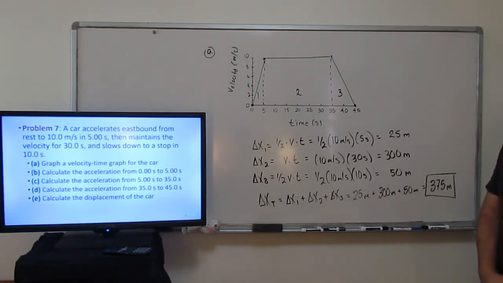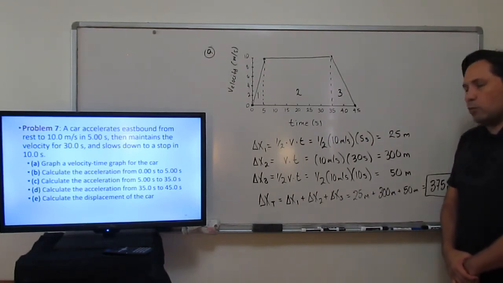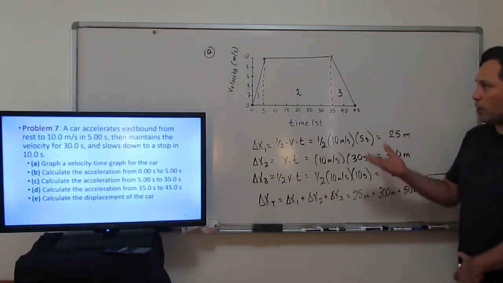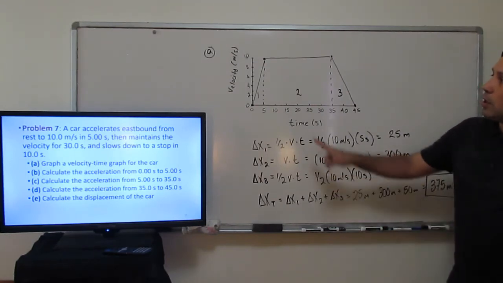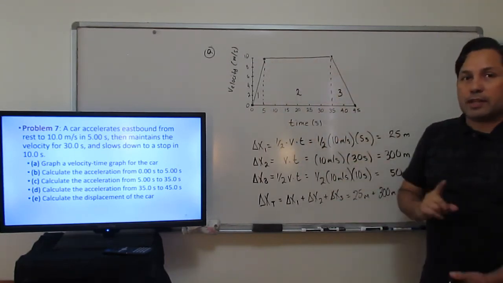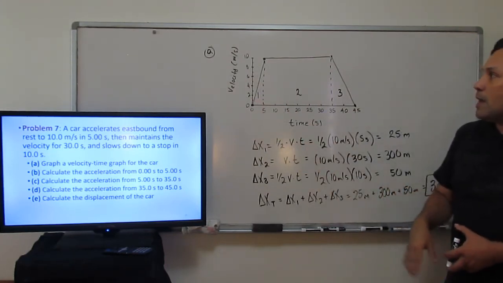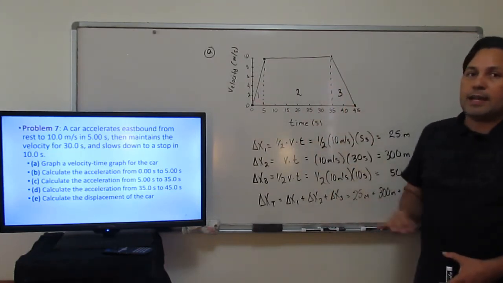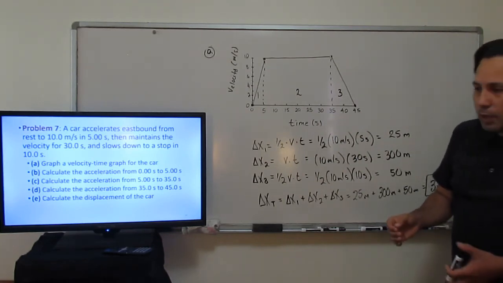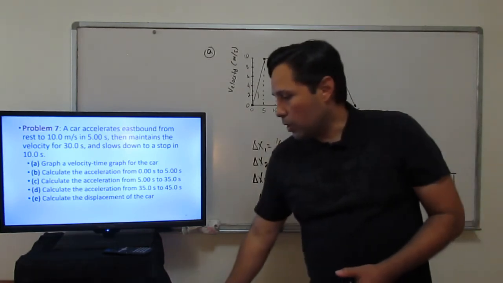There are other ways of solving this, and we'll save those for later. For now, just know this. The slope of the line is the acceleration. In a velocity time graph, the slope of the line is acceleration. And the area under the line, that is your displacement. Alright, let's go ahead and move along to our next problem.